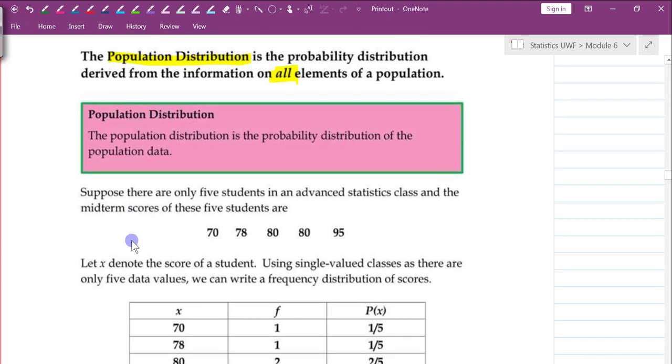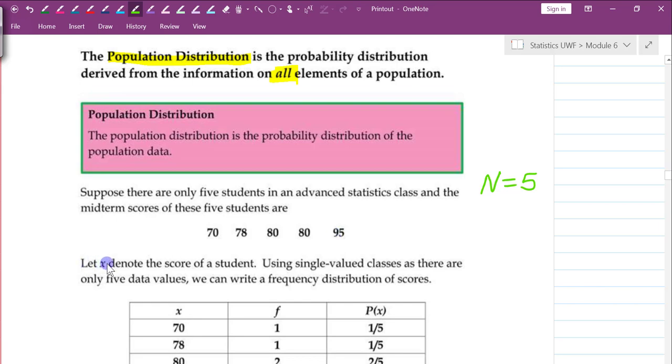Suppose there are only 5 students in an advanced statistics class, and the midterm scores of these 5 students are as follows. So we only have 5 students, so the whole class only has 5, so that gives me a capital N equals 5. And my midterm scores are 70, 78, 80, 80, and 95. Okay, so we're going to let X denote the score of the students.